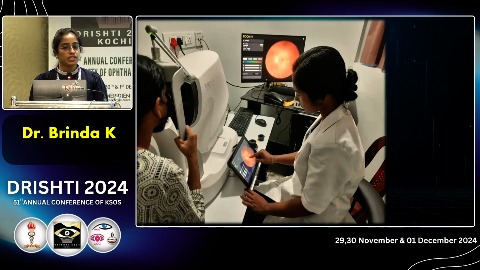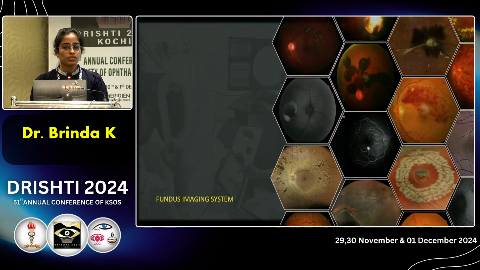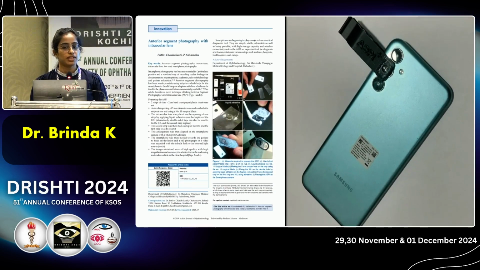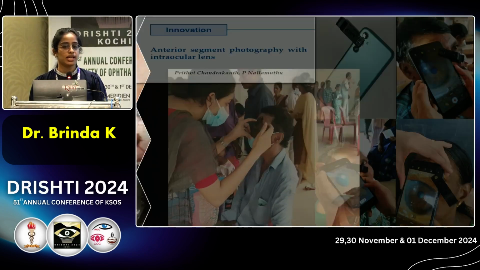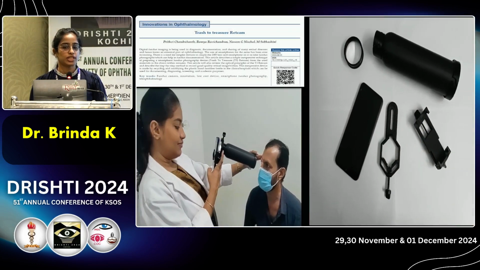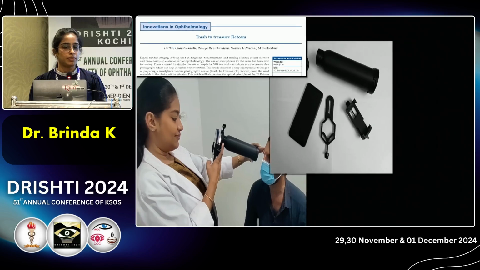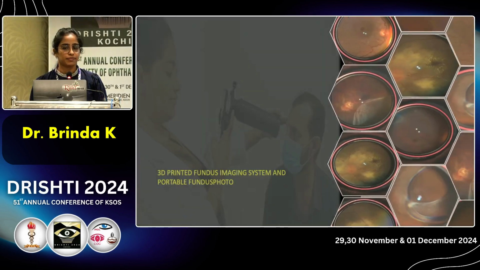For fundus images, we collected images from the fundus imaging system in the hospital. And for community outreach programs, we used a 3D printed anterior segment photo imaging system for the anterior segment photo images. And for fundus images, we used a 3D printed posterior segment imaging system as well as smartphone based portable fundus cameras.